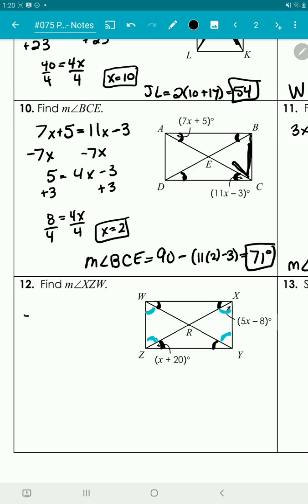So we're going to have blank plus blank equals 90, because we have a black one and a blue one here highlighted. This black one is x plus 20, and the other one is 5x minus 8. So again, go ahead and solve for x, and then try and figure out what the measure of angle XZW is from that. Go and pause the video and try and finish that one.